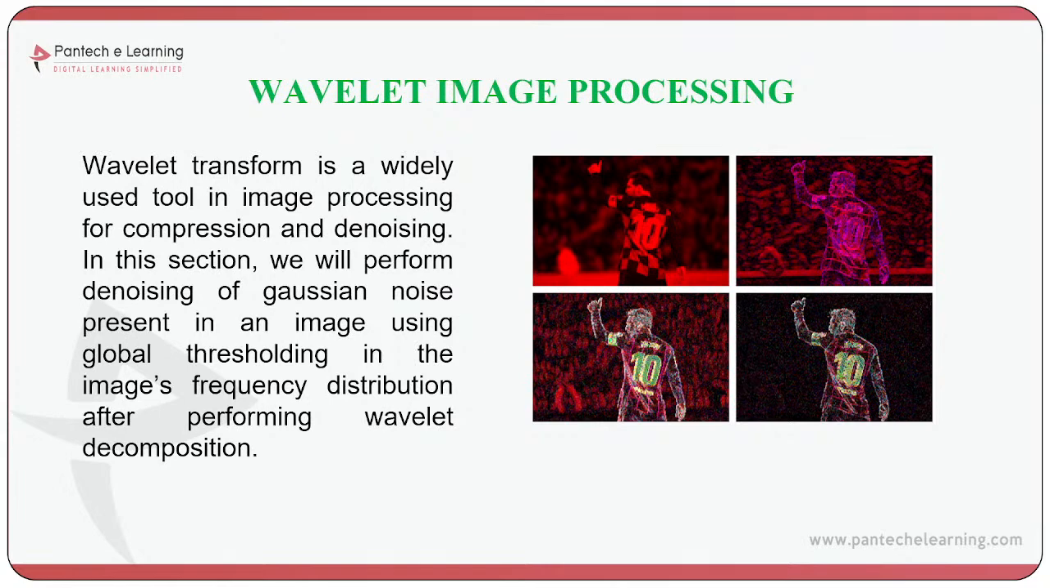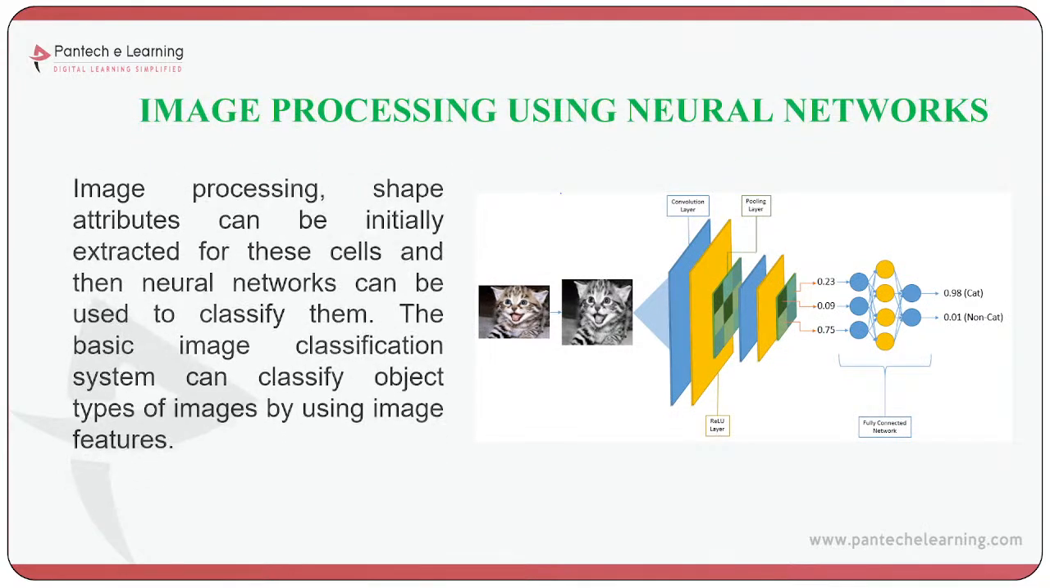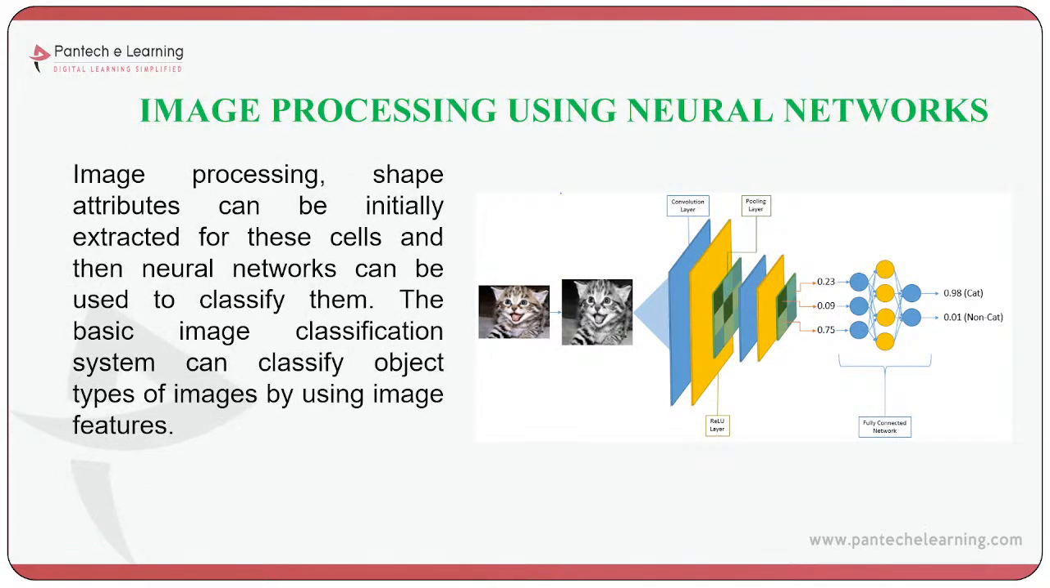So image processing using neural network. Not only the image processing domain is used in MATLAB, we can use it in neural networks also. Neural network comes under deep learning. So there is a difference between deep learning and neural networks.